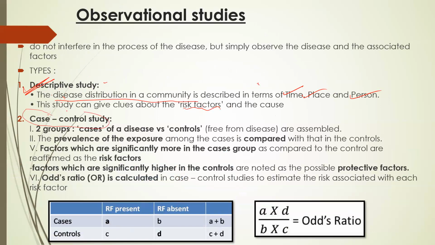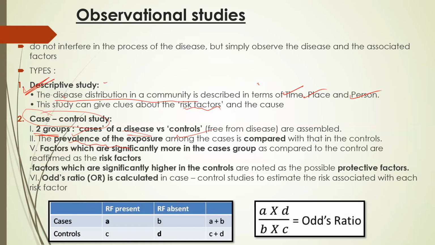Now, case control. In case control, you're dividing the study group population into two groups, basically cases and controls. Cases are those who have the disease and controls are those who are disease-free. After dividing the study sample into cases and controls, depending on whether they have the disease or not, the prevalence of a particular risk factor is studied in each of these groups. After the prevalence of the risk factor in each group is determined, you compare the prevalence between the two groups.